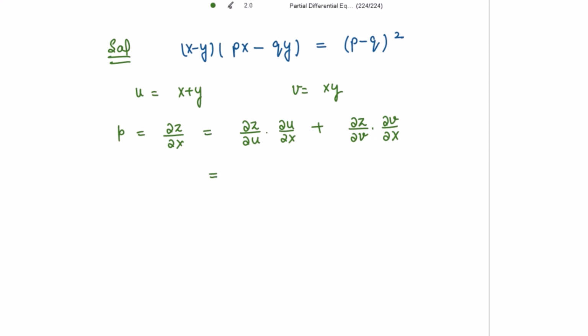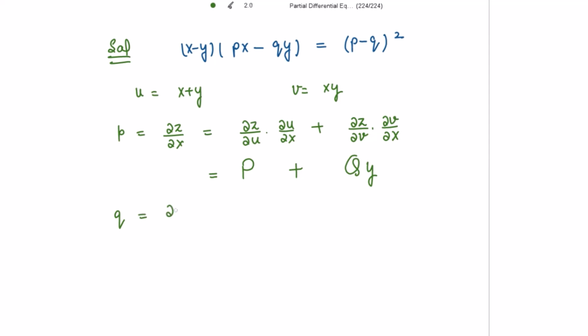Solving this further, del z by del u cannot be solved. I'm taking this as capital P. What is del u by del x? It is 1, right? Similarly, del z by del v cannot be solved. I'm taking this as capital Q, and del v by del x is y. So it is changed into p plus qy, right?